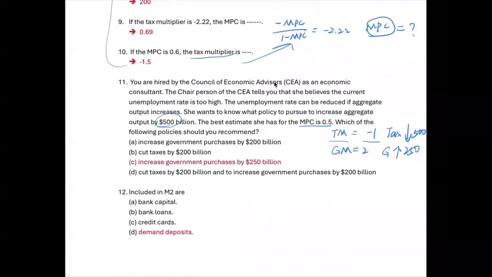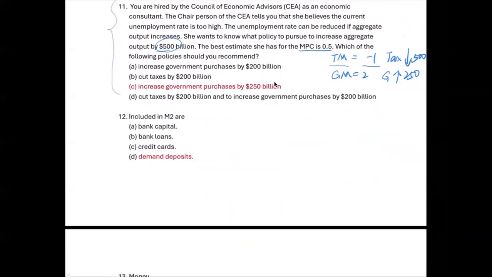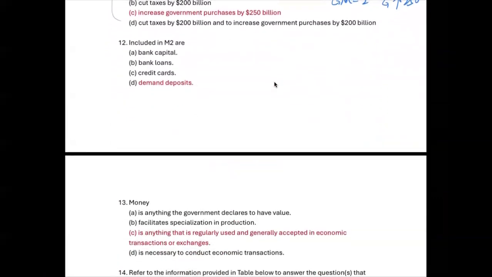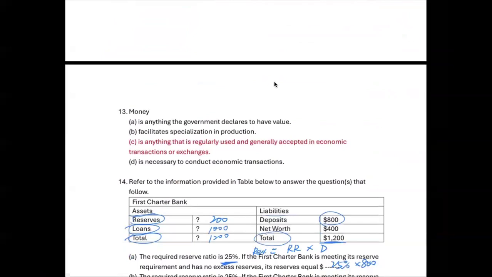Okay. Also, question 11 is about the multiplier. In this question, actually you need to calculate the tax multiplier equals -1, government spending multiplier equals 2 first, then get the answer C. Okay. And 12, M2's definition. Okay. You can find it in your textbook. And question 13, money's information.